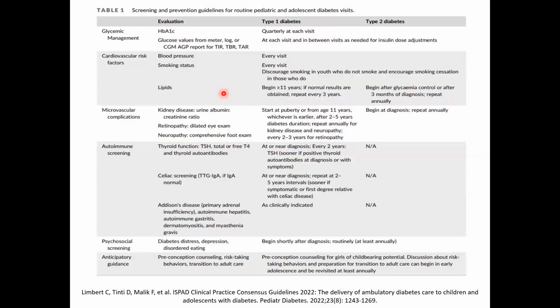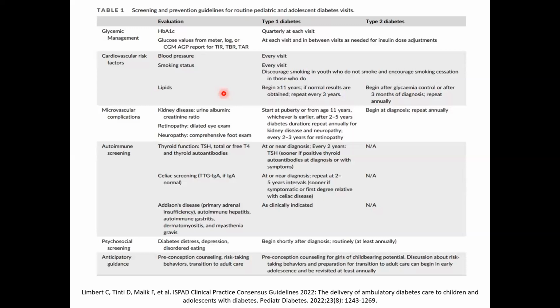Then for lipids, we need to do a lipid profile for all patients with diabetes from the age of 11 years. If the lipid profile is normal, then it's recommended that this is repeated every 3 years. So this is for type 1 diabetes. For type 2 diabetes, the screening is supposed to occur soon after diagnosis, because by the time they are diagnosed, usually they have already started developing complications.